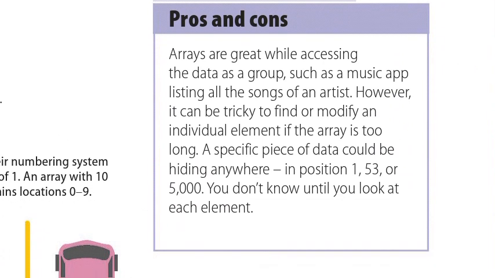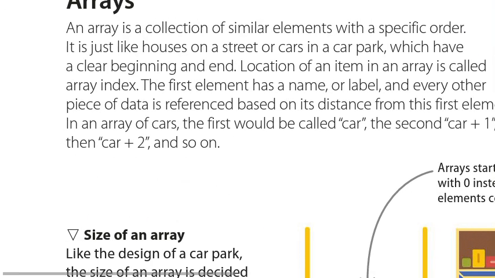Pros and cons. Arrays are great while accessing the data as a group, such as a music app listing all the songs of an artist. However, it can be tricky to find or modify an individual element if the array is too long. A specific piece of data could be hiding anywhere in position 153 or 5000. You don't know until you look at each element.